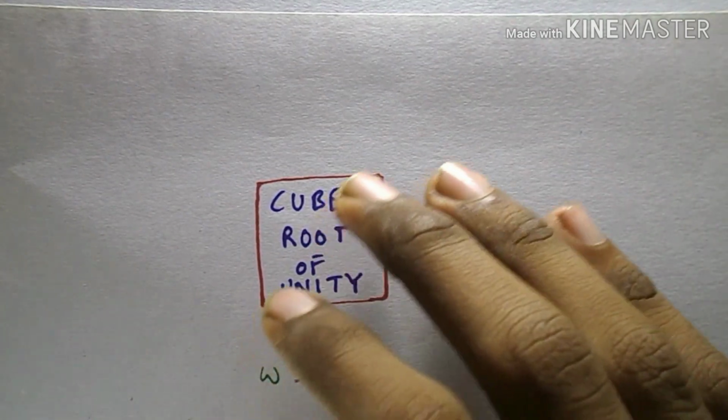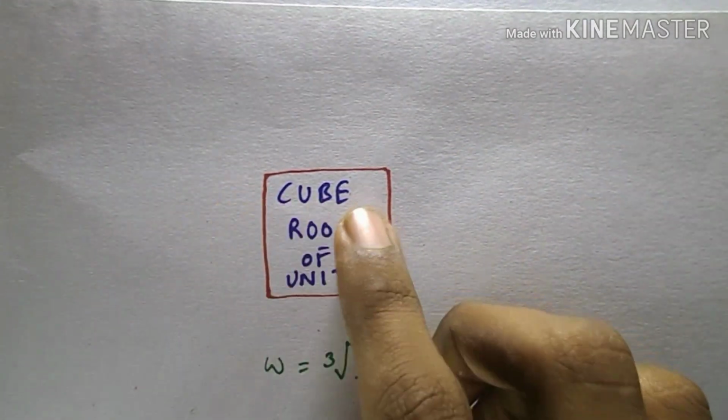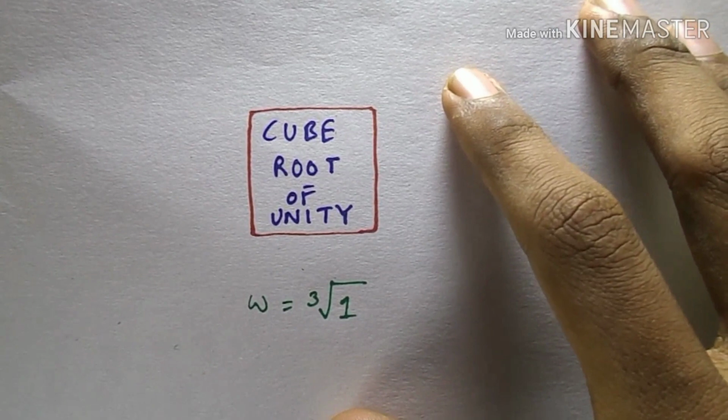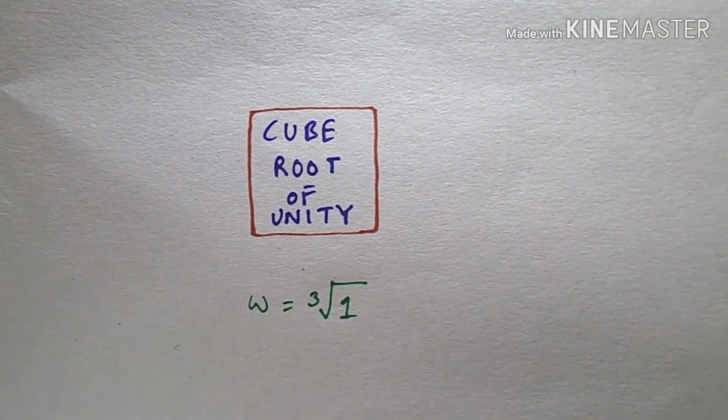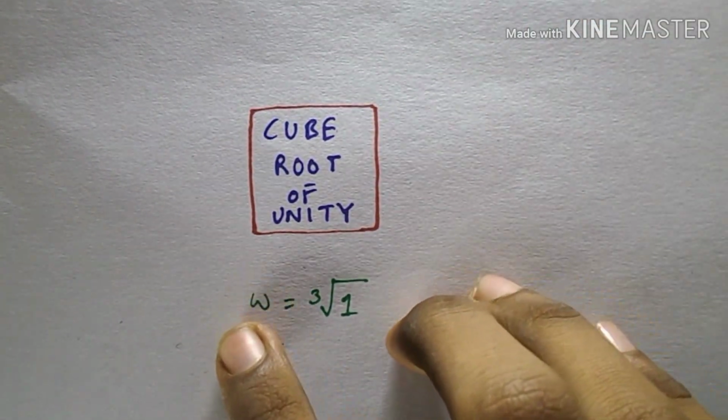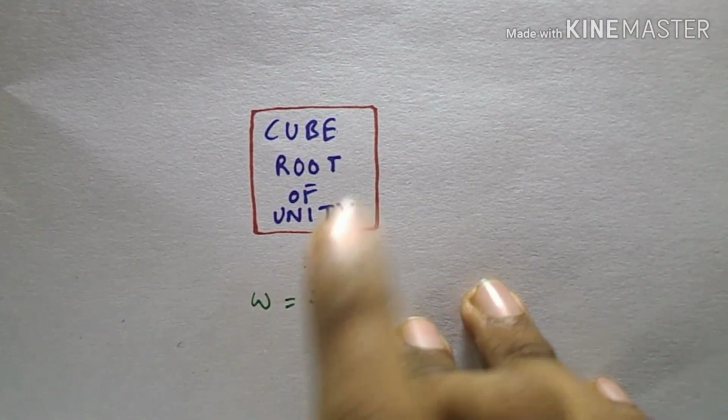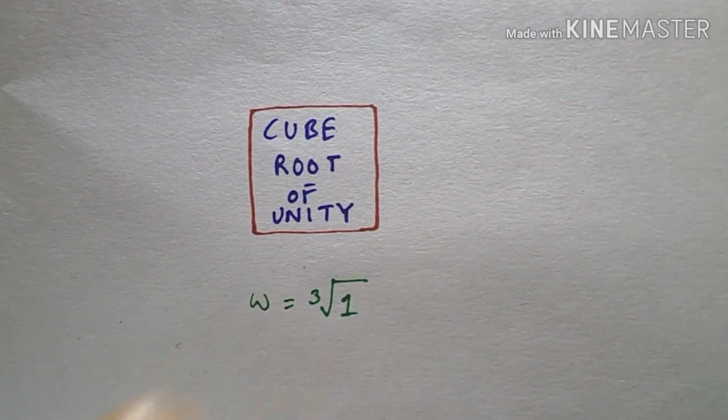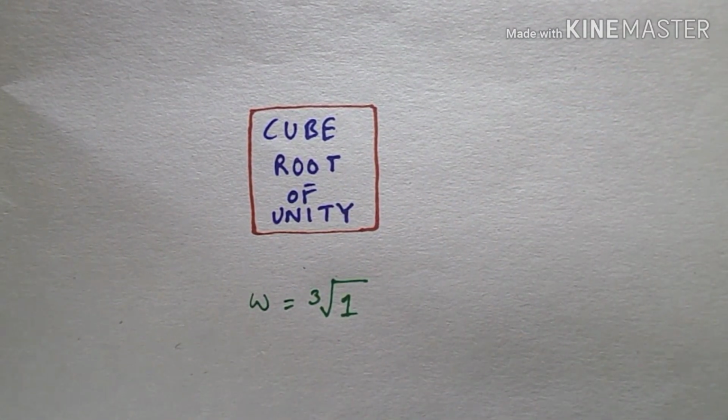Now in this video we are going to deal with the cube root of unity. The cube root of unity is denoted by omega. This is not w, it's just a bit of a curved w, and is denoted by omega.